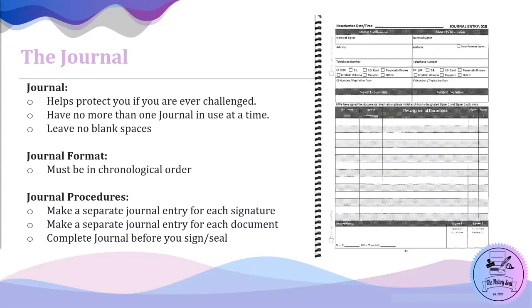So this is an example of a journal. This one is a little bit different in terms of the number of times. This journal that's actually on the side here is intended more for being a notary signing agent. So it takes away a lot of the duplication that's required in most journals. Okay, and we'll talk about that a little bit more.